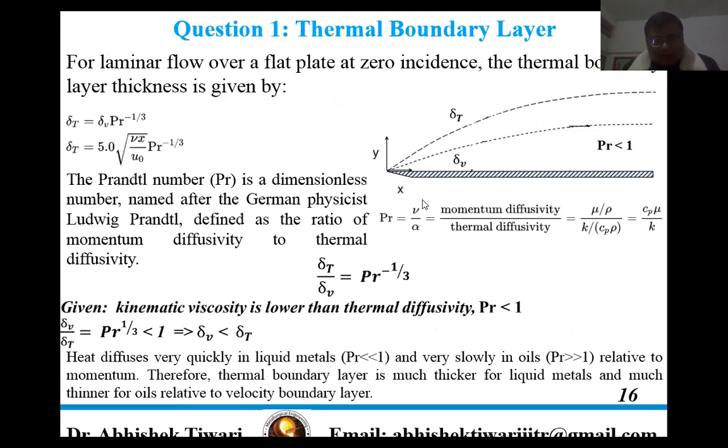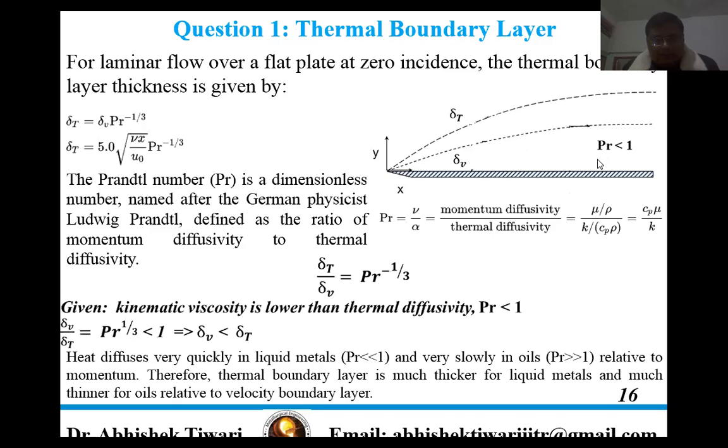So now actually this question can be solved by having a relation of delta T and delta V. How? Because Prandtl number is nu upon alpha, that is the kinematic viscosity upon thermal diffusivity, that is mu upon rho upon K upon Cp rho, that is Cp mu upon K. Okay. Now this is for the thermal boundary layer. Let's say this is delta T and this is delta V.